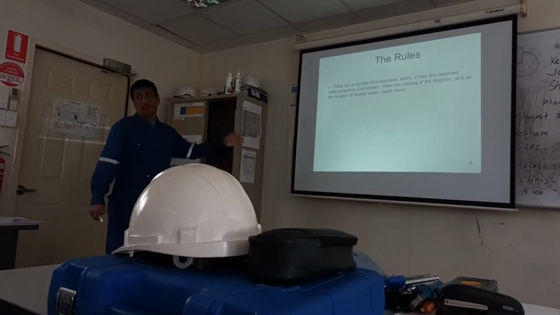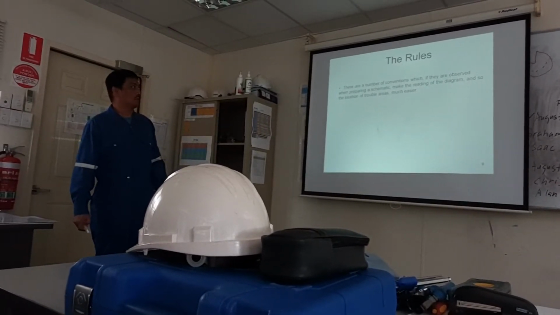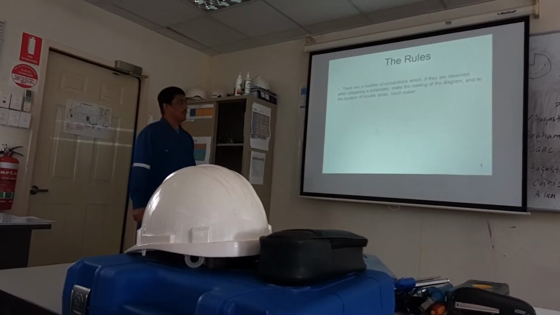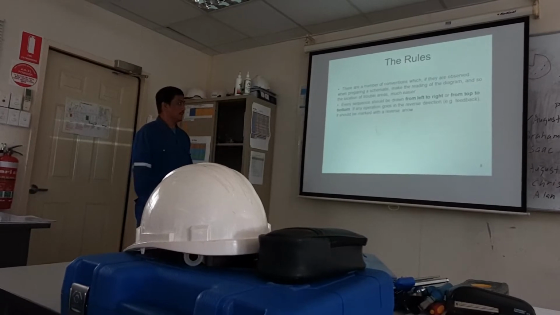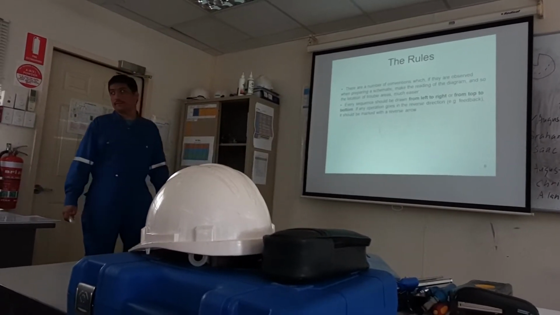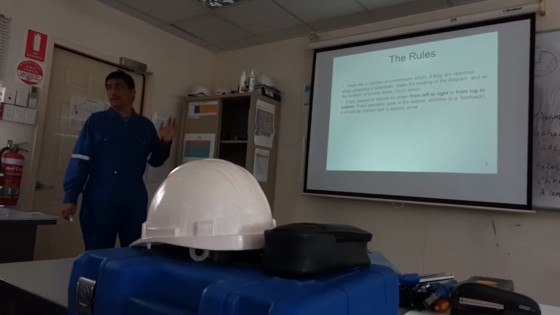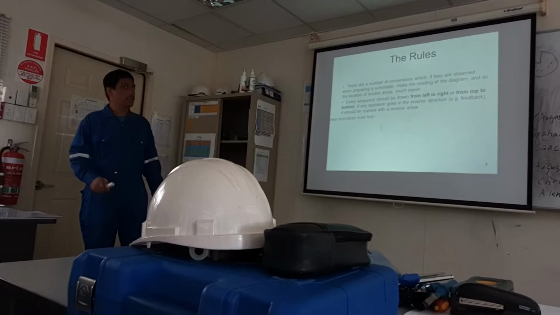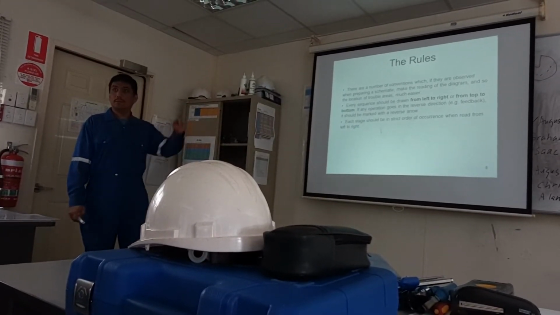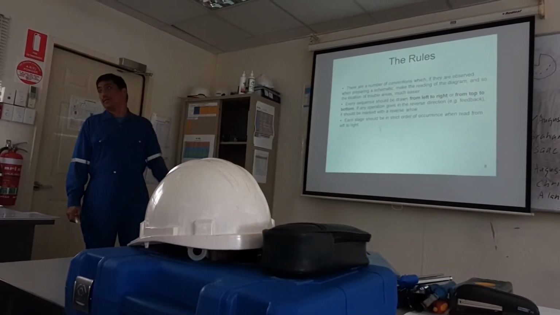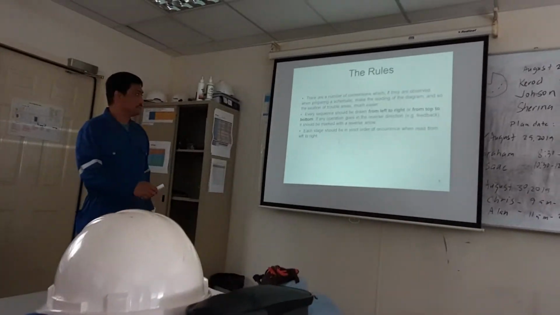The rules, of course, the rules you start from. There are a number of conventions which, if they are observed when preparing a schematic, make the reading of the diagram and showing the location of trouble areas much easier. Every sequence should be drawn from left to right. So you can start from left to right. Up to you on how you decide. But mostly, I do it from left to right. Some people start from top to bottom, left to right. Some people start from the top, going down. Especially power circuit diagram. Okay?